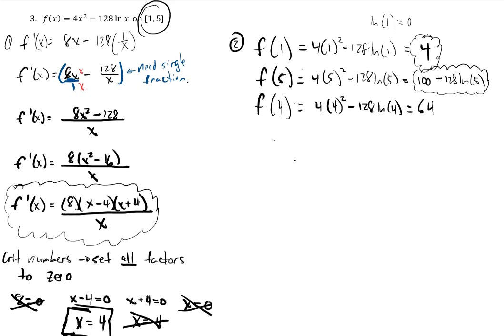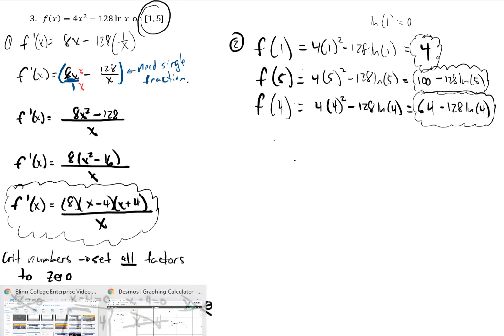So we have 64, and then again, if they wanted it in terms of natural log, it'd be 128 natural log of 4. Now let's clean that up. Okay, so this is where we need our calculator because we don't know what these are going to be, but we need to estimate them so that we could actually see what our smallest and biggest values are. Okay, so let's go to our calculator.